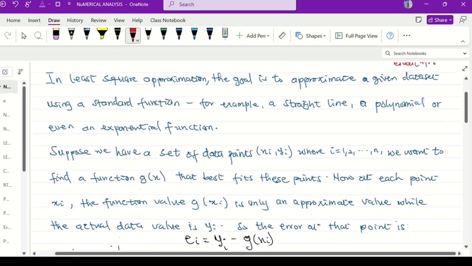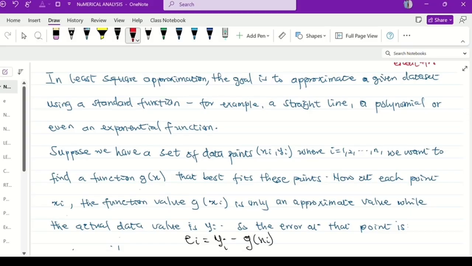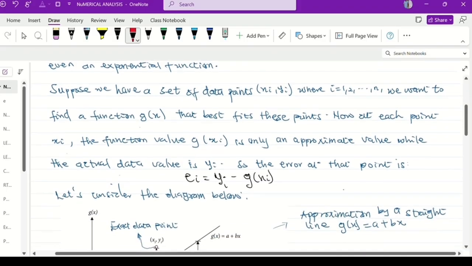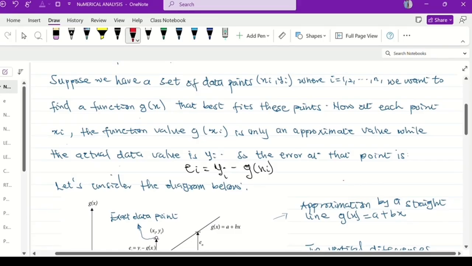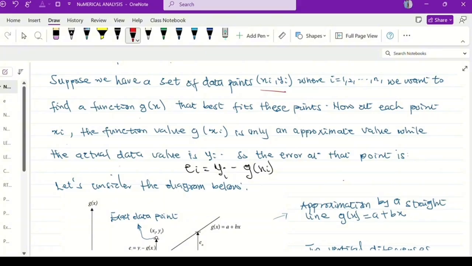So in least squares approximation, the goal is to approximate a given data set using a standard function, for example, a straight line, a polynomial, or even an exponential function, as we explained in our example above. Now, suppose we have a set of data points (xi, yi), where i goes from 1 to n. We want to find a function g(x) that best fits these points.